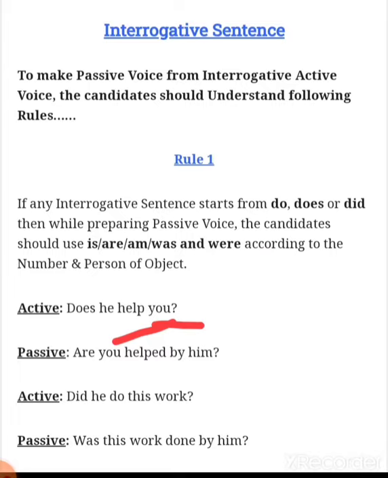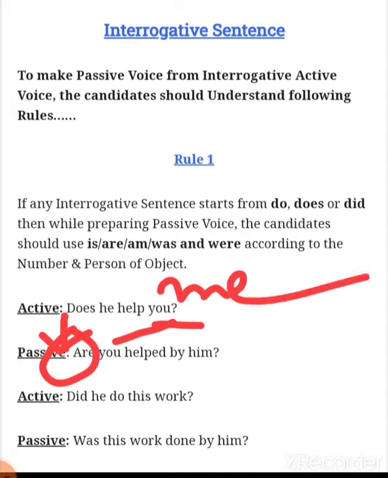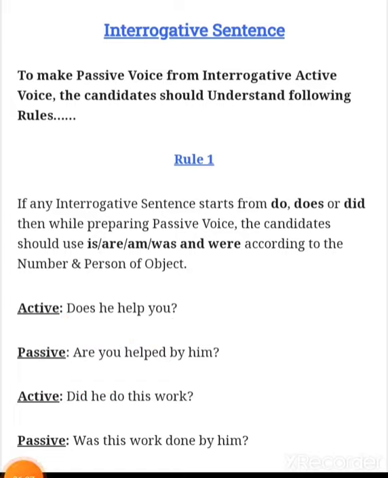So obviously you have to write are. Here does becomes are. If it is written "does he help me," then it would be "am I." Okay, "am I." So look at the subject, you. That is why the auxiliary verb is are.